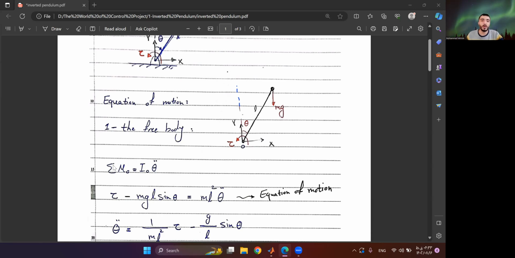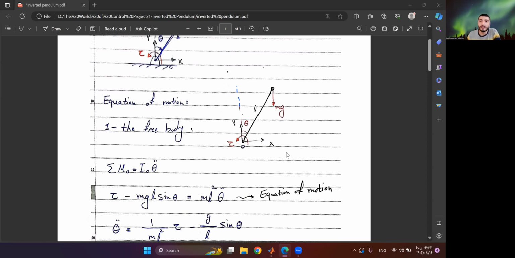If we write the Euler equation for the system, we have the sigma M of O is equal to I_O theta double dot. That means that the summation of all of the torques and moments that are applying to the system is equal to the moment of inertia multiplied by the acceleration.